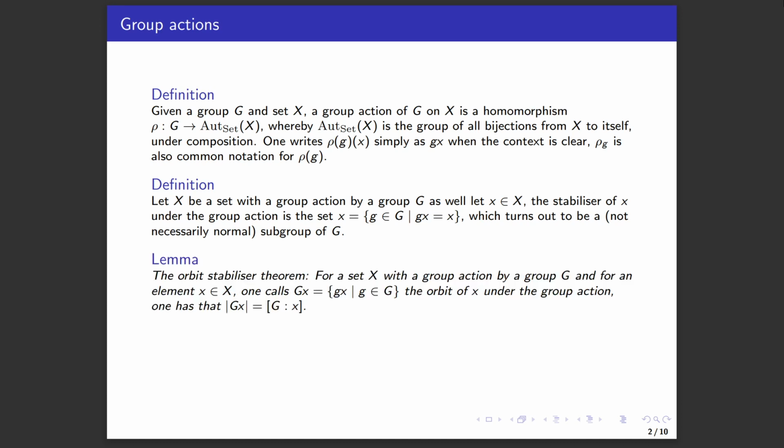Another thing that's useful is, besides stabilizers of elements, we also have the concept of an orbit of an element. The stabilizer was a subgroup of our group G, and an orbit of an element is going to be a subset of the set on which the group action is happening. It's just the set gx as g goes through G. For the element x, this is the orbit of x.